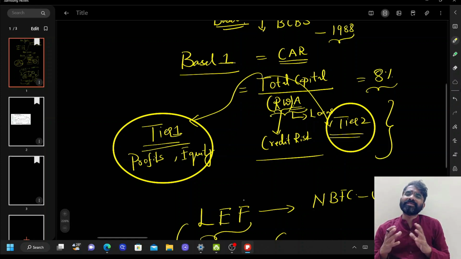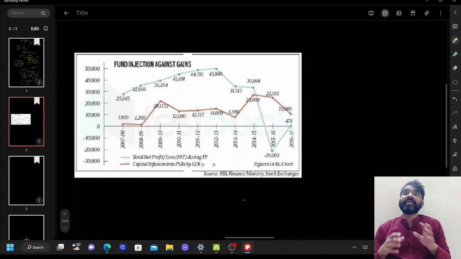Now, UPSC asked one question in 2018, about the government capital infusion: was it continuously increasing? Now, always remember in 2016, the government also came up with the IBC. So these are basically trend-based questions. So you have to be intelligent enough. You can't remember everything. So I have put some graph here.